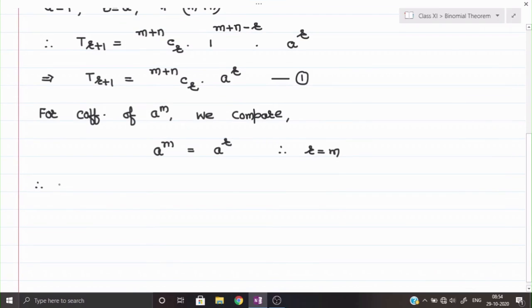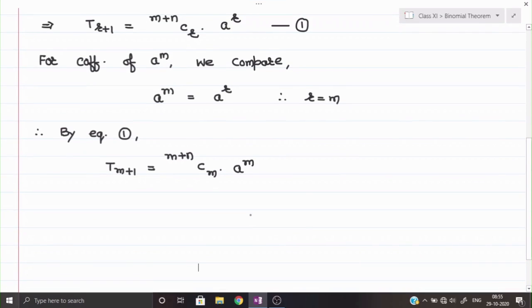So we can say that therefore by equation 1, t m plus 1, value of r I am keeping here, m plus n c m into a to the power m. Now see, what will be the coefficient of a to the power m here? t m plus 1 value we found, which is coming on your right hand side. Okay, so if I leave a to the power m, whatever is remaining along with that term is called the coefficient.